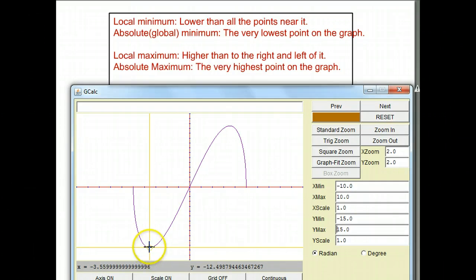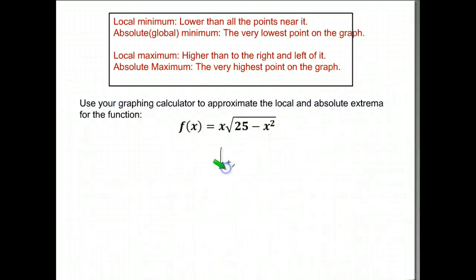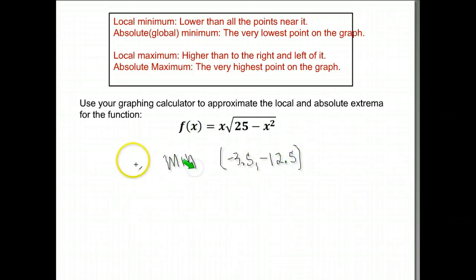So it's a relative minimum and it's the absolute minimum also. And that looks like it's about at the point negative 3.5, negative 12.5. I'm going to write that down while I have it. Again, that was a minimum point. It was not only a relative minimum, it was also absolute.